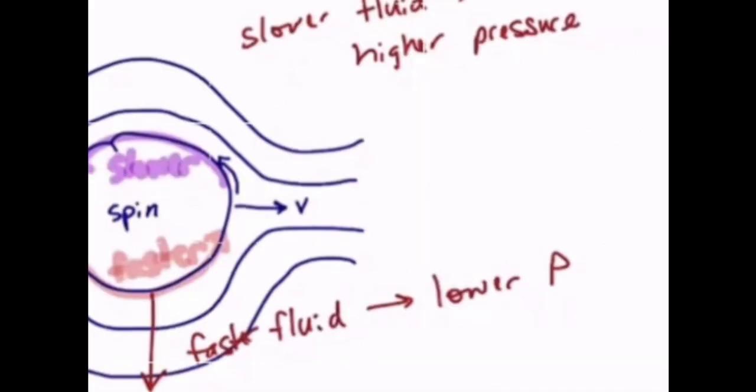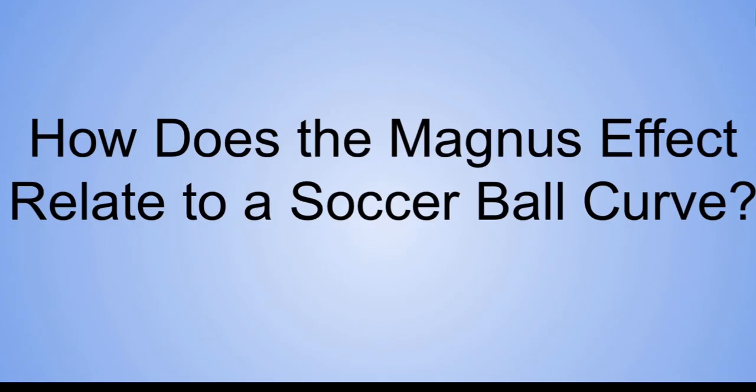Mrs. Spicer explained in her definition of Magnus force that the faster a fluid flows, the lower pressure it will have. This is called the Bernoulli effect. Let's go back to the Magnus effect. You may be asking, how does the Magnus effect relate to a soccer ball curve? The answer is actually quite simple. We all know that Magnus force affects a soccer ball's spin, and with a better spin, there will be a better curve. So therefore, with more Magnus force, the ball will curve better.